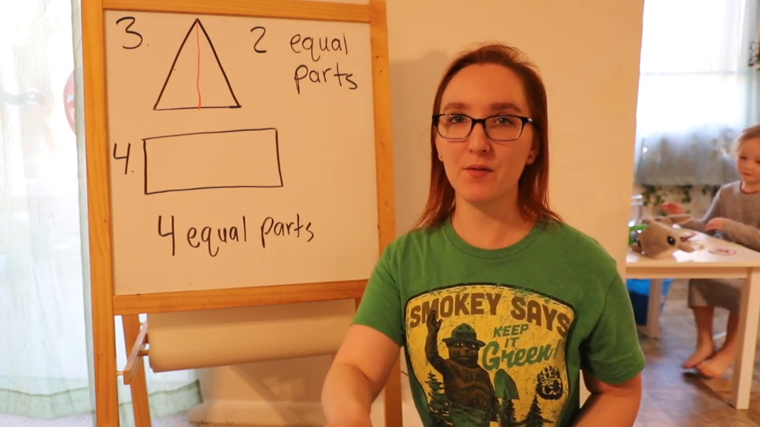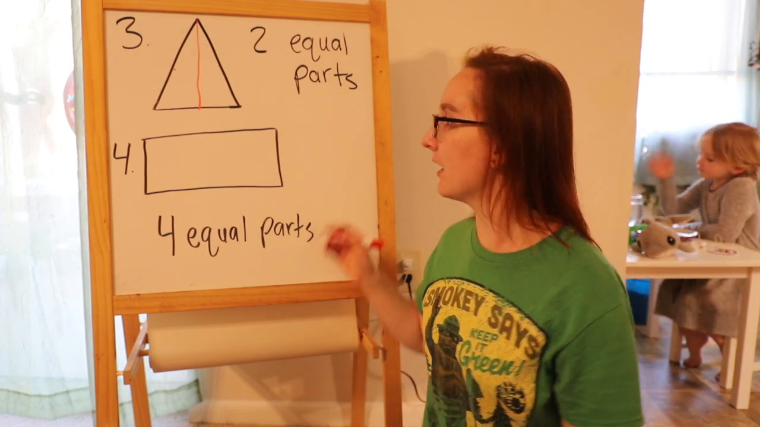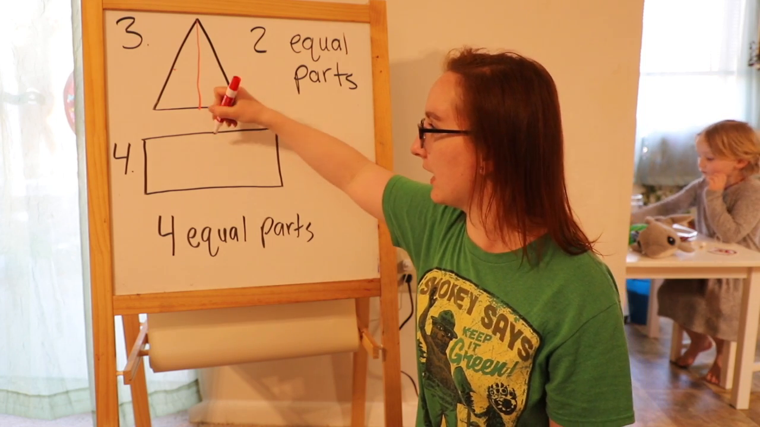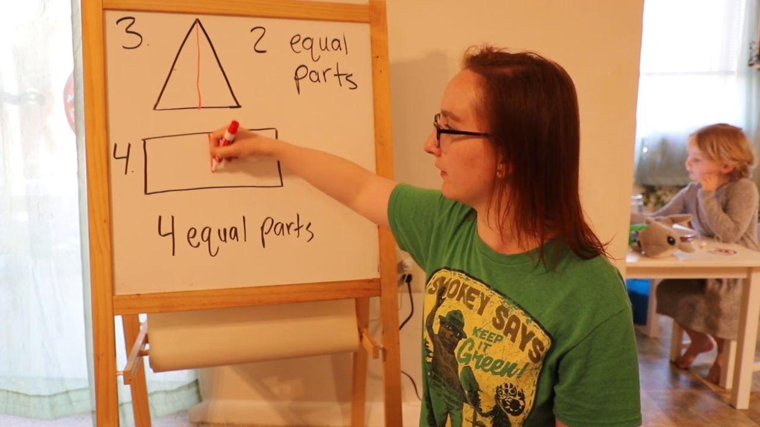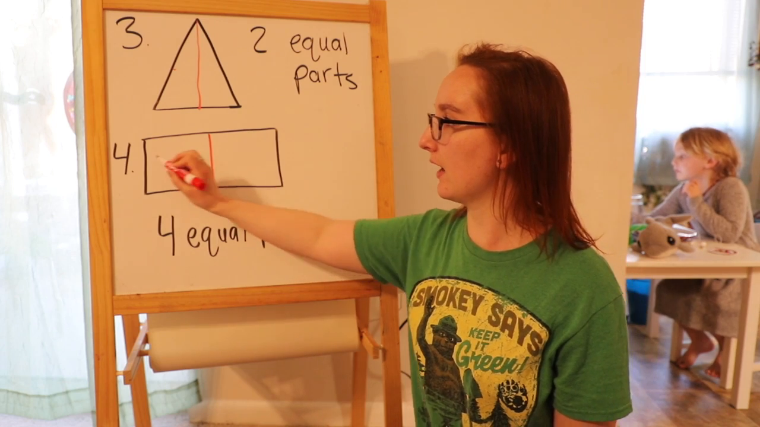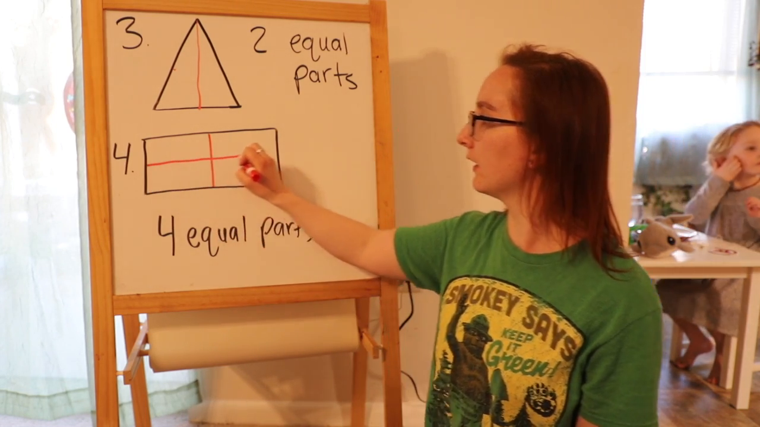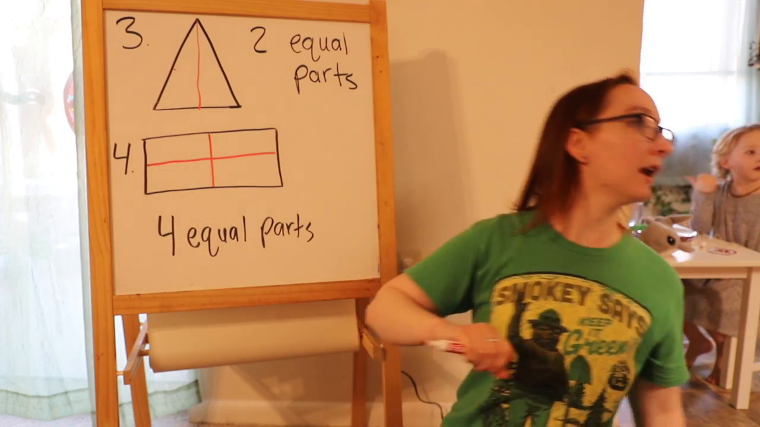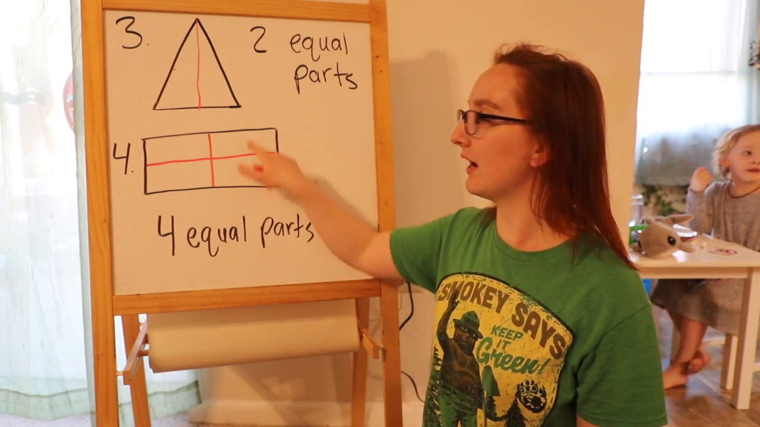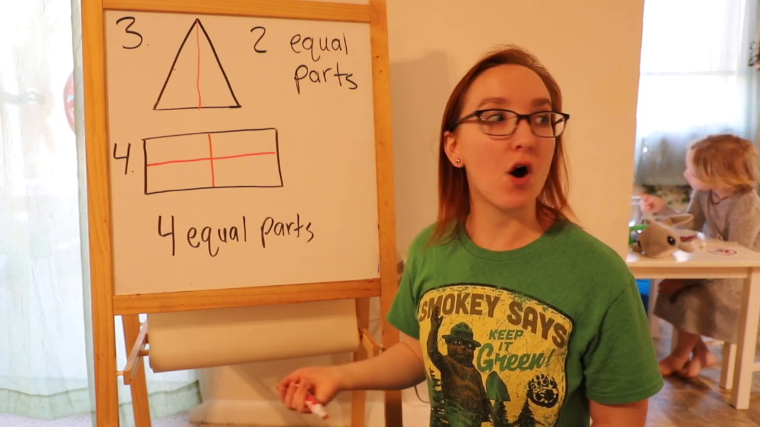Alright, so let's talk about one way we can cut this up. First I will cut it in half right down the middle here. And then I can cut it right down the middle the other way across. So I'll go right over here. And that'll give me 4 equal rectangles.